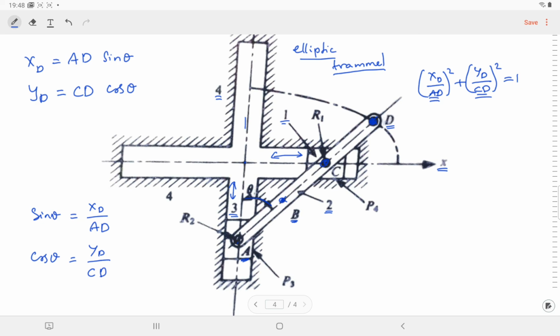Now in this one, just think, what if I fix link 3? Okay, what kind of mechanism will we achieve by fixing link 3? So just think about that, and we'll discuss it in another topic.